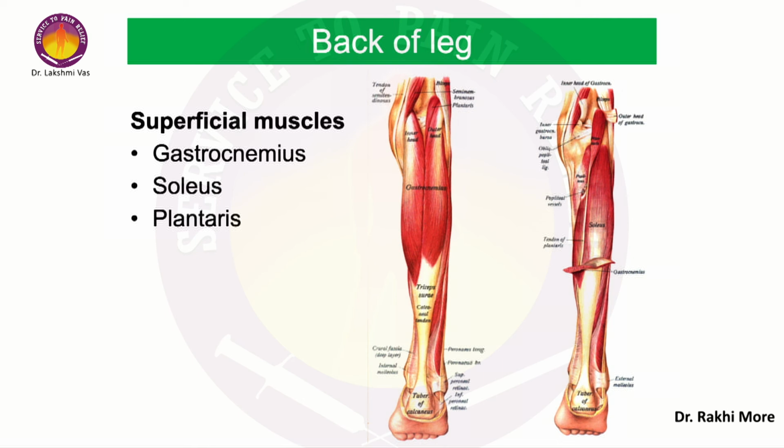Deeper to the gastrocnemius will be the plantaris. In the right image you can see the plantaris muscle also. We can see that muscle in the dissection video also. So plantaris, as you can see, has a small belly and a long tendon. Any question?